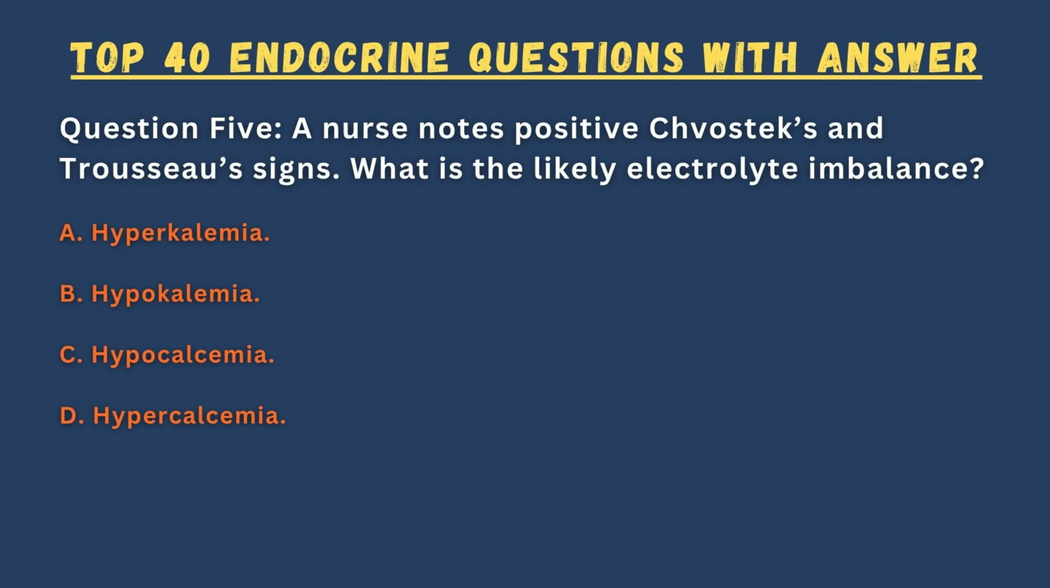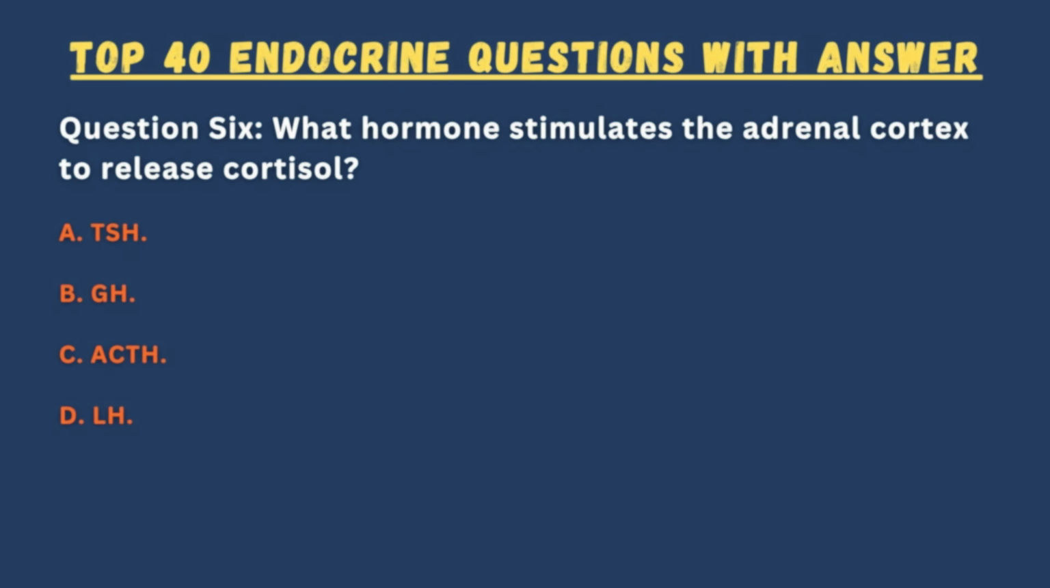Question 5. A nurse notes positive Chvostek and Trousseau signs. What is the likely electrolyte imbalance? A. Hyperkalemia. B. Hypokalemia. C. Hypocalcemia. D. Hypercalcemia. Answer. C. Hypocalcemia.